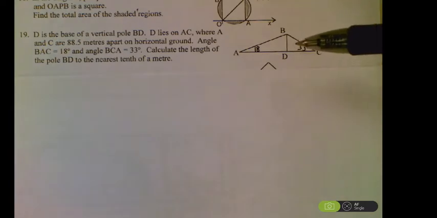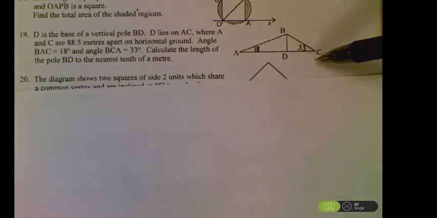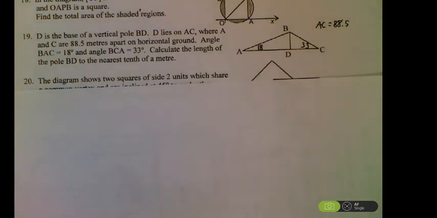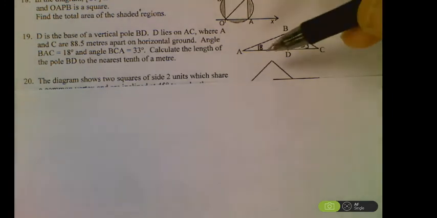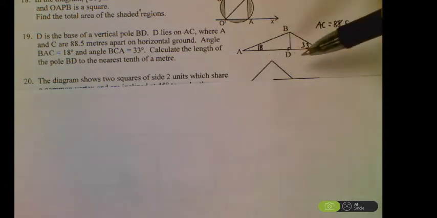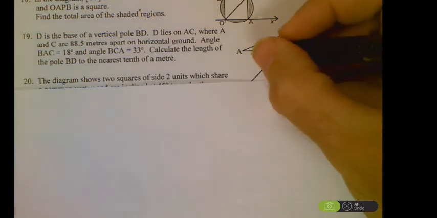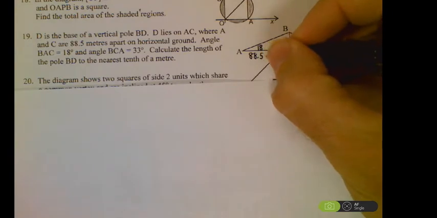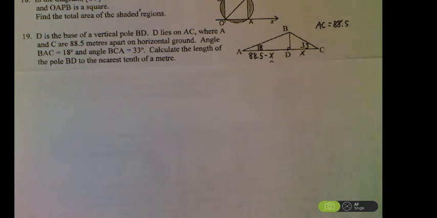So calculate the length of BD. So ultimately this is what we're looking for right here. Again, we also know AC was 88.5, so keep that in mind too. So a little tricky on this one because we almost have enough information to use a little right triangle trig to get BD, but we don't know how this 88.5 is broken up amongst this segment and this segment. We only know the total. So we're just going to say this much of it is X. So this must be 88.5 minus X. So just to represent it with something so that we can start using some trig functions.